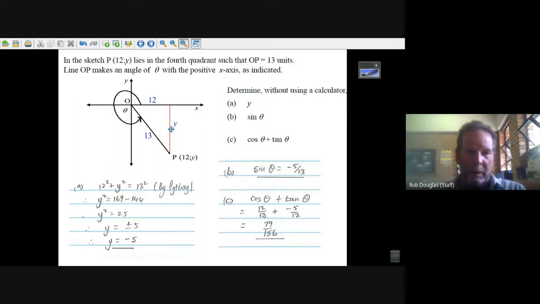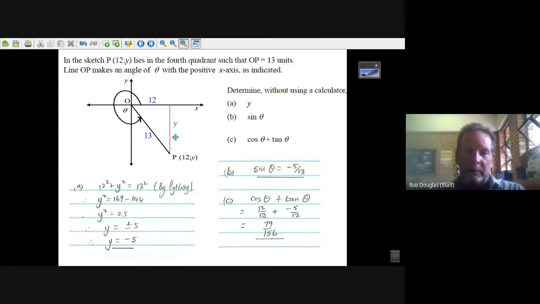12 squared plus y squared is 13 squared by Pythagoras. Now, if we subtract 12 squared from 13 squared, we get 25. We take the square root of 25, we have two possibilities, positive or negative 5. But in the third quadrant, we've gone down 5, so y must be minus 5. And that's what A is. Determine y. y is minus 5.